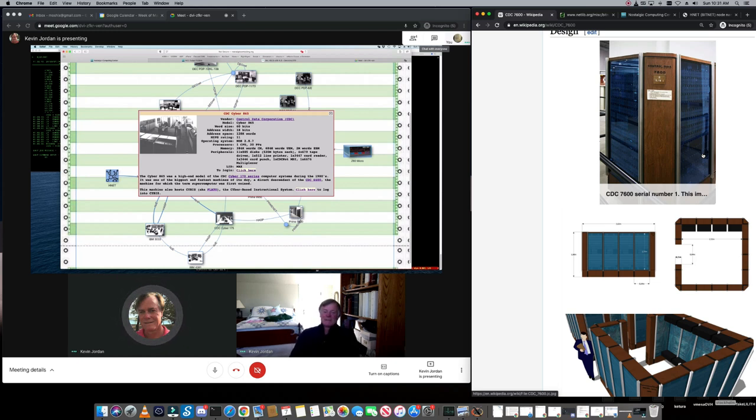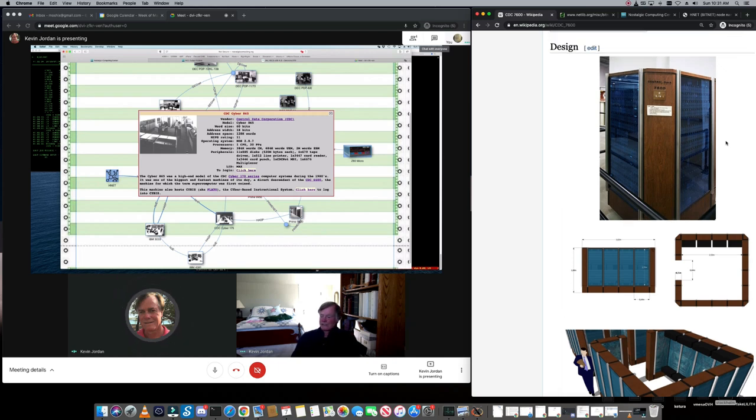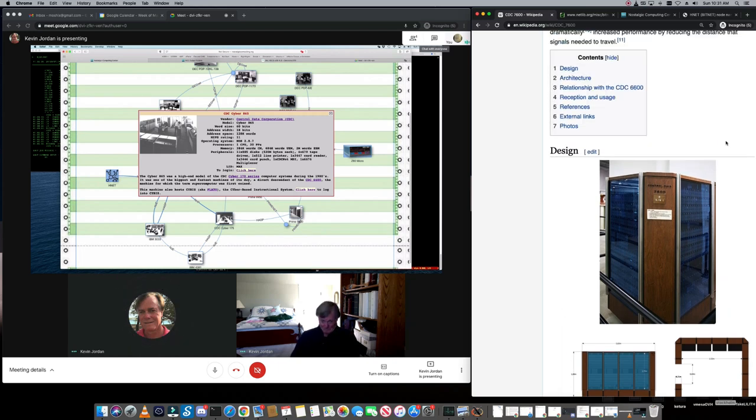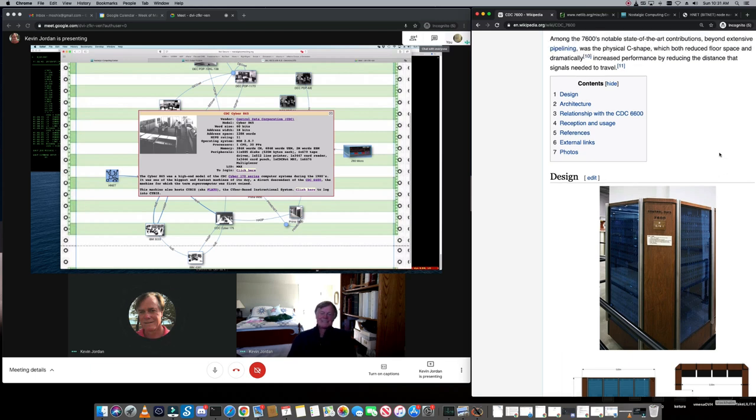We're looking at one right now in a picture, serial number one. If you're spending, let's say, $10 million on a computer, you might expect to have some aesthetics as well. Which Seymour Cray obviously carried forward into the Cray computers as well.